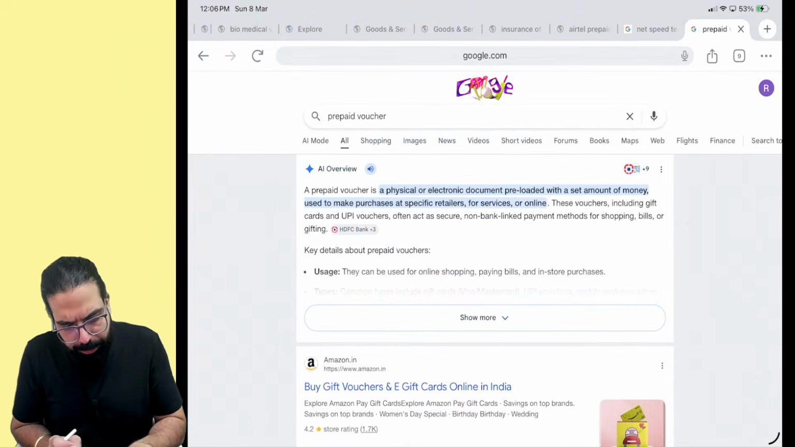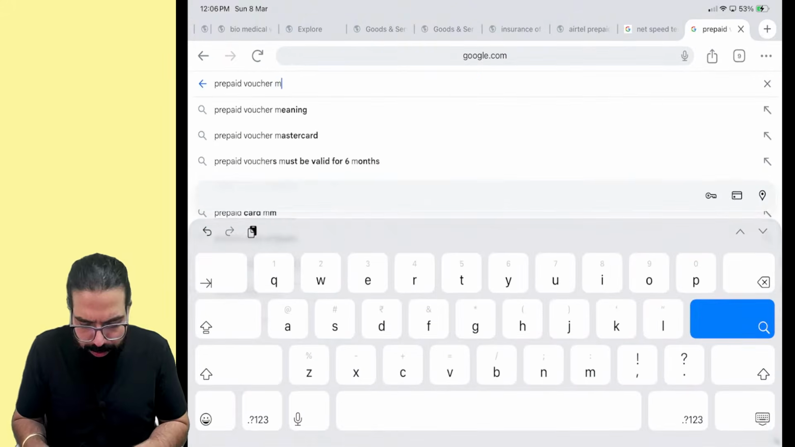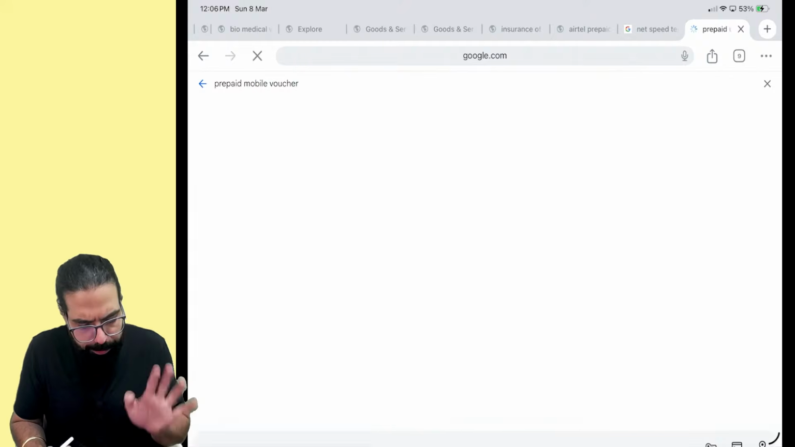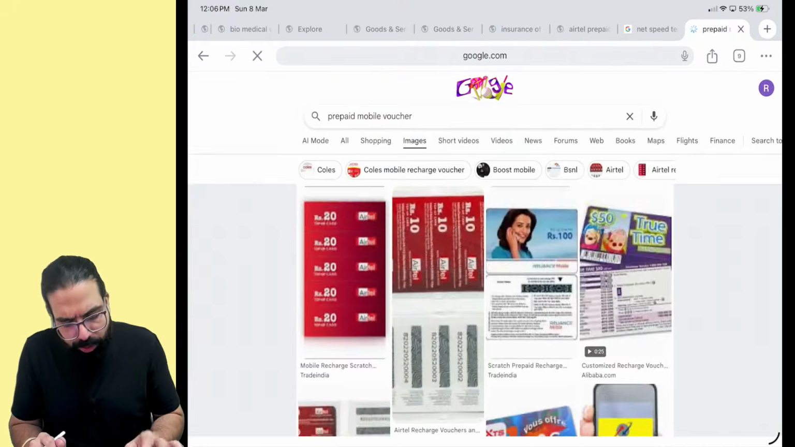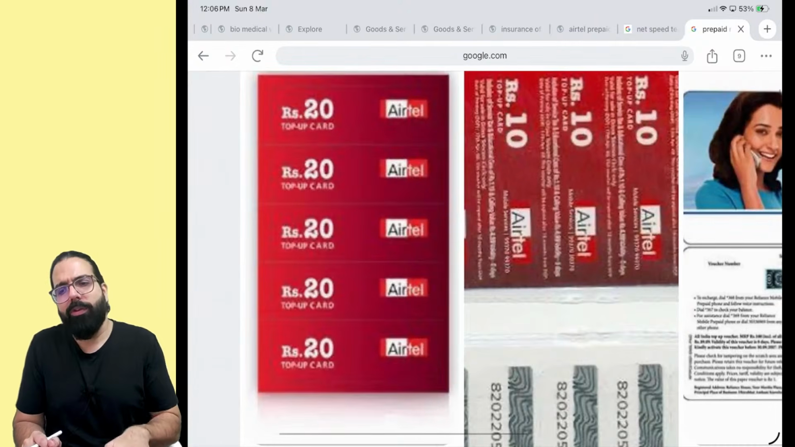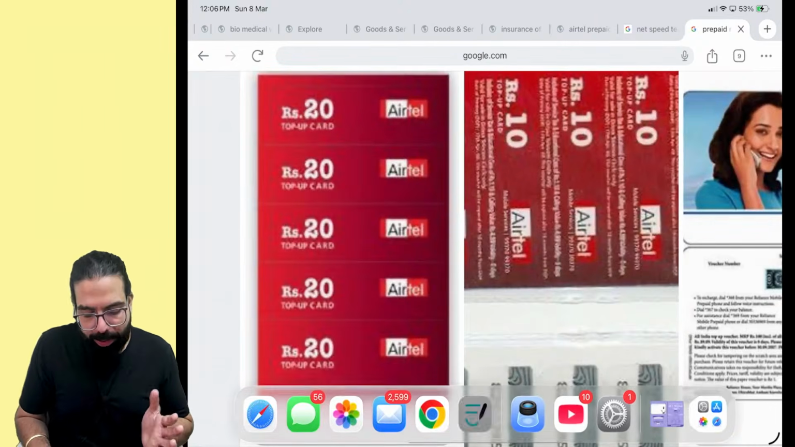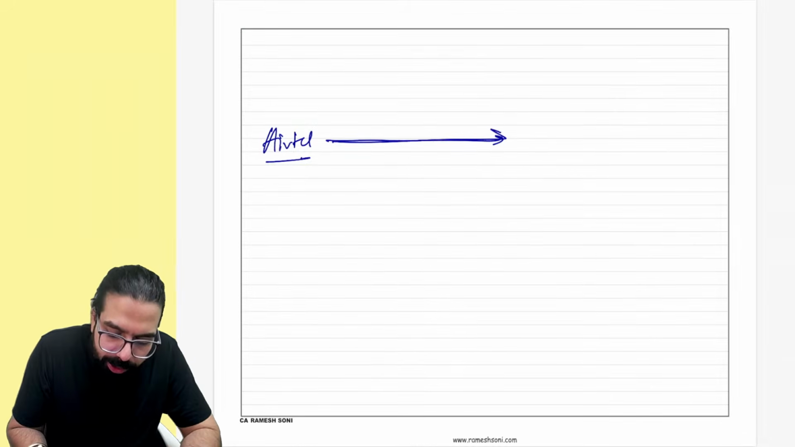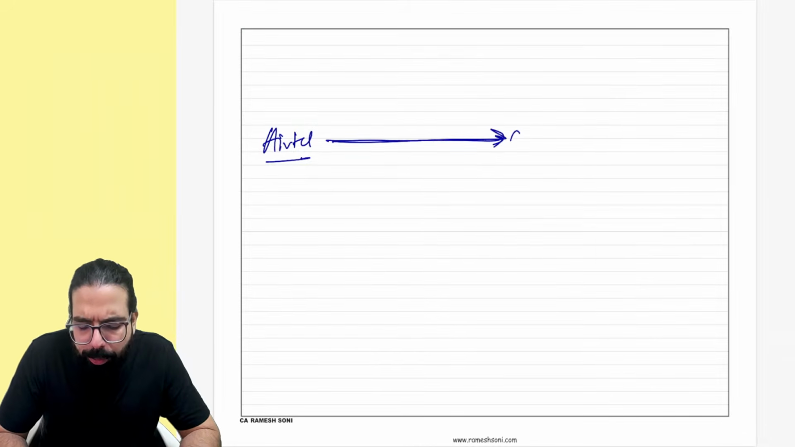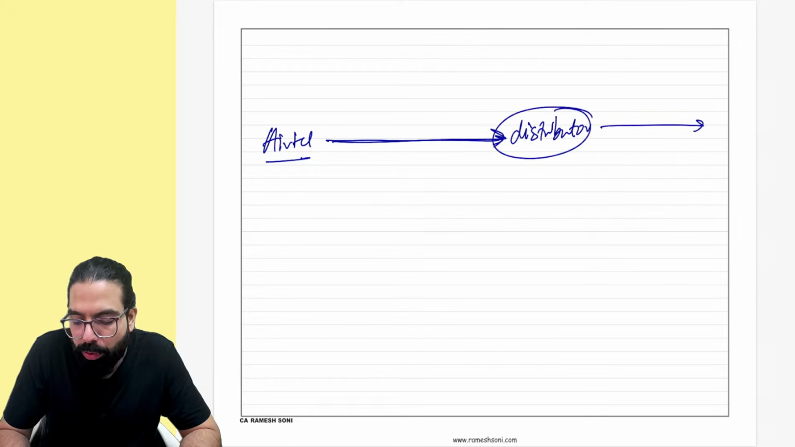See, prepaid mobile voucher, mobile recharge. Earlier, these vouchers used to come. You can recharge using this voucher. These vouchers used to be sold so that you can recharge your mobile phone and all. Now, Airtel sold these vouchers to its distributor, and the distributor will sell the voucher to the end customer.